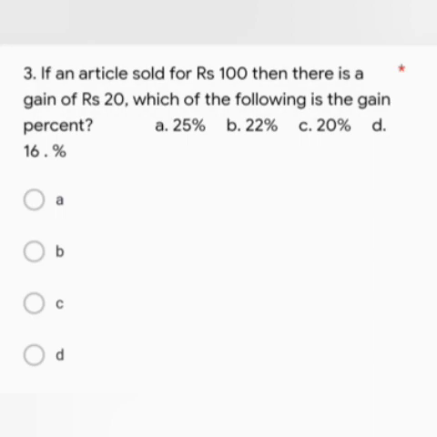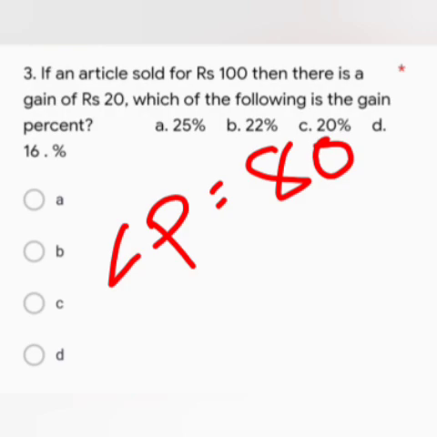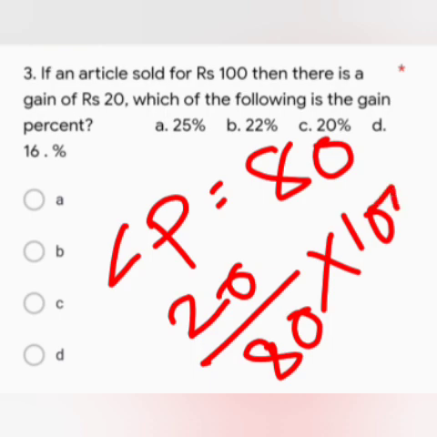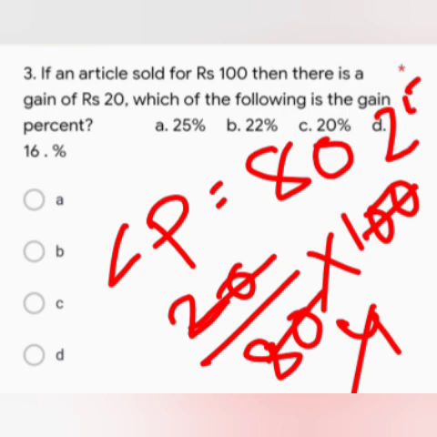So what is your CP? CP is 100 minus 20. So 100 minus 20 means CP is how much? CP is rupees 80. Now see, which of the following is the gain percent? 20 rupees gain. So how do you calculate gain percent? Gain by CP into 100. Now see, 20 ones are 20, 4 fives are 20, and then 4 ones are 4, 25s are 100. So how much is your answer? 25%. So that is A. So your correct answer is A.